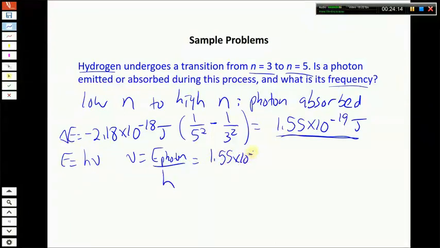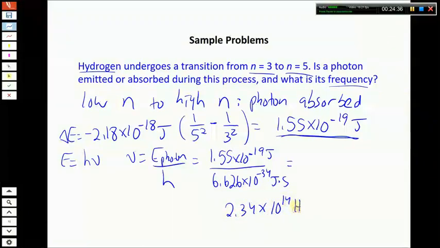1.55 times 10 to the minus 19 joules. And then h is that same fundamental constant. So really almost identical process as last time, but just a different equation at the end to get frequency instead of wavelength. And so what I got was 2.34 times 10 to the 14 hertz. So that's the frequency, and it's going to be, again, to reiterate, an absorbed photon. So it's that frequency of photon being absorbed during this process.